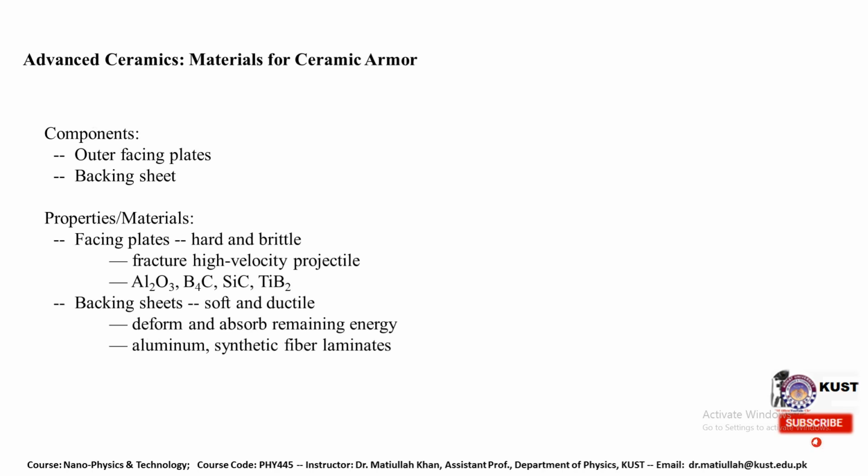So the advanced ceramics are also used for armor. The components are the outer facing plates and the backing sheet. The property of the facing material should be hard and brittle, so that it can fracture high velocity projectiles, and the backing sheet is soft and ductile, so it deforms and absorbs the remaining energy, including the aluminum synthetic fiber laminates.